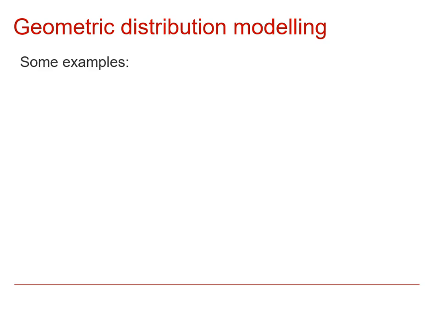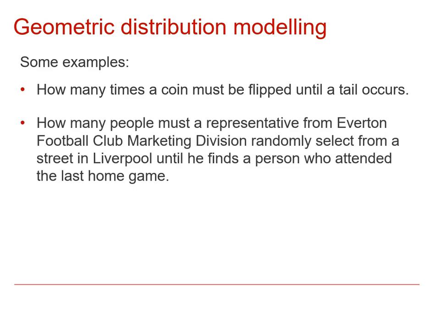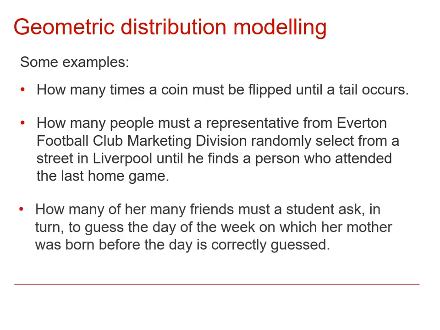Some further examples. How many times must a coin be flipped until a tail occurs? How many people must a representative from Everton Football Club Marketing Division randomly select from a street in Liverpool until he finds a person who attended the last home game? How many of her friends must a student ask, in turn, to guess the day of the week on which her mother was born before the day is correctly guessed? Now, if you're doing those in real life, you'd need to very carefully consider the assumptions, but these are the kinds of questions that would be modelled by a geometric distribution.